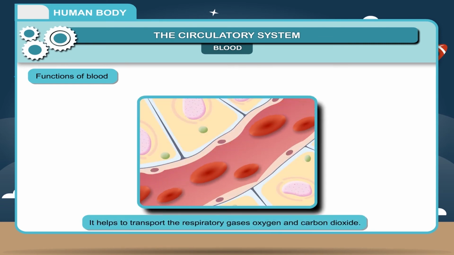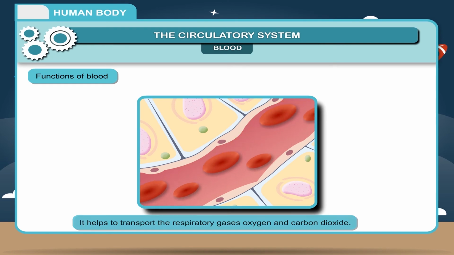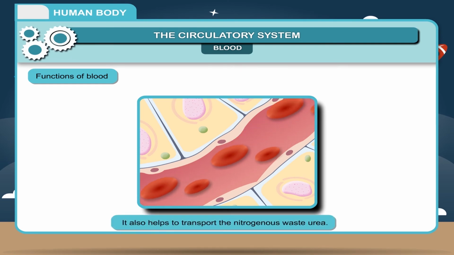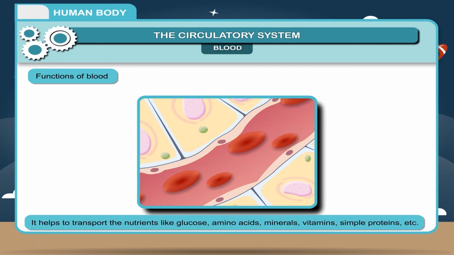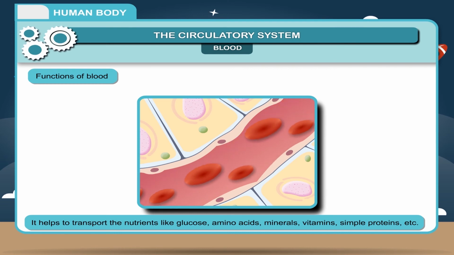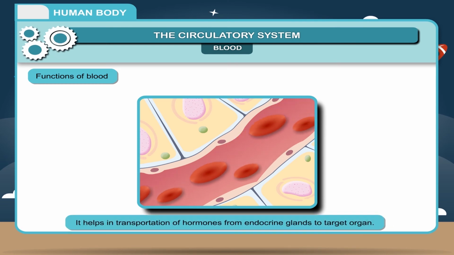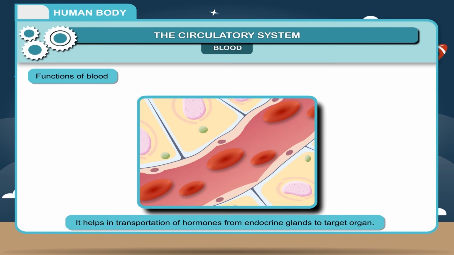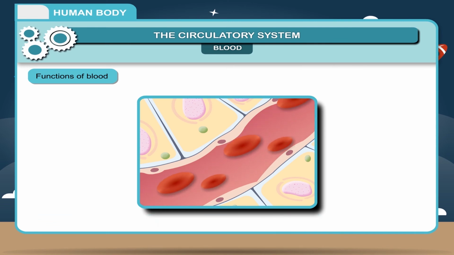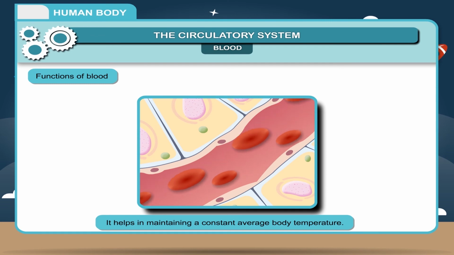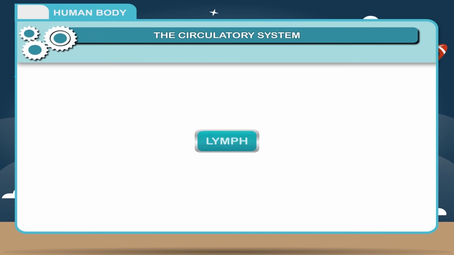Functions of blood. It helps to transport the respiratory gases oxygen and carbon dioxide. It also helps to transport the nitrogenous waste urea. It helps to transport nutrients like glucose, amino acids, minerals, vitamins, simple proteins, etc. It helps in transportation of hormones from endocrine glands to target organs. It helps to prevent loss of blood by blood clotting. It helps in maintaining a constant average body temperature.